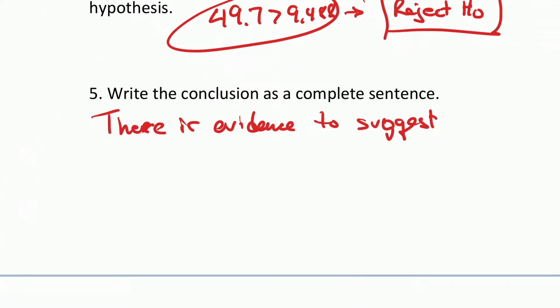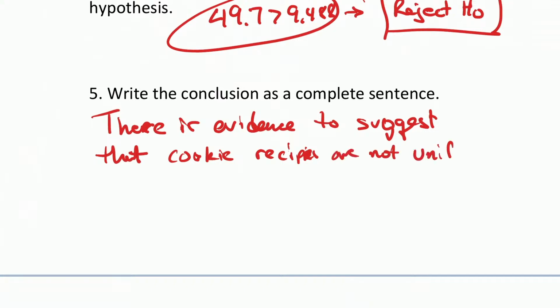But anyway, getting back to this. So there is evidence to suggest that, let's see, what is the alternative? That cookie recipes are not uniformly distributed. There you go. So that's it.